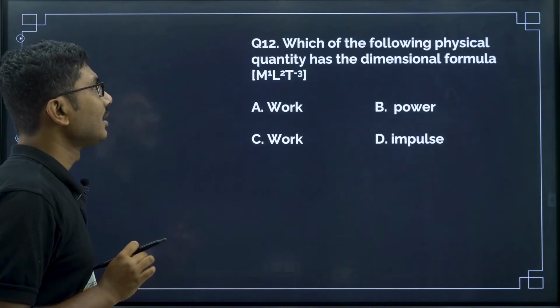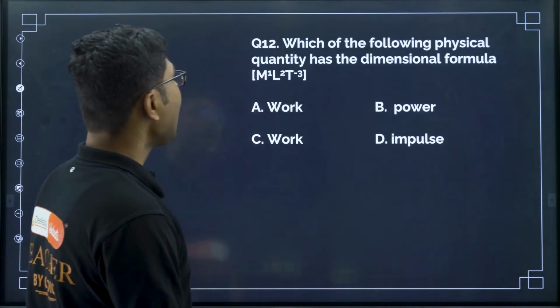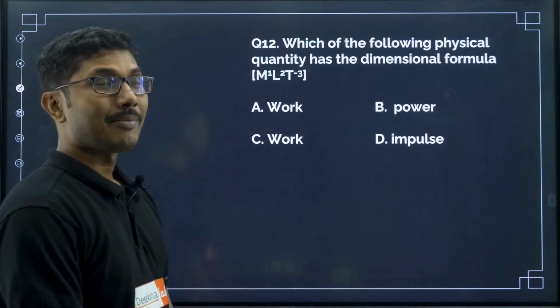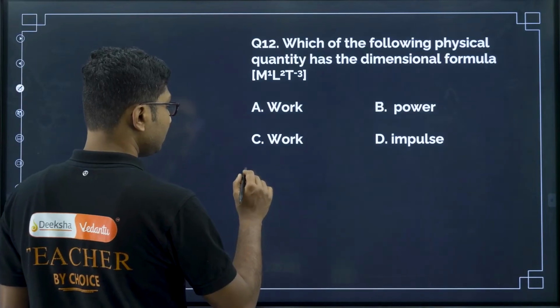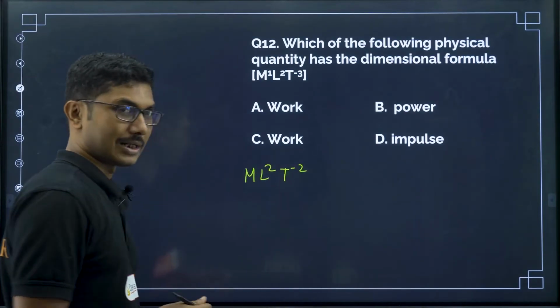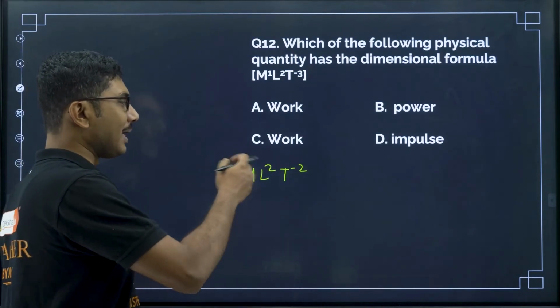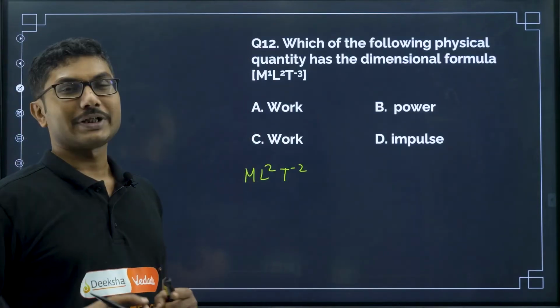Okay, simple. Now, which of the following physical quantities has the dimension formula M to the power 1 L square T to the power minus 3? Now, we know that M L square T to the power minus 2 is work, or energy, because work or energy is force times displacement.